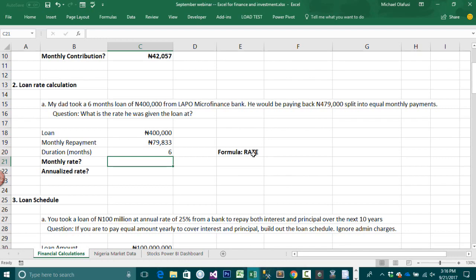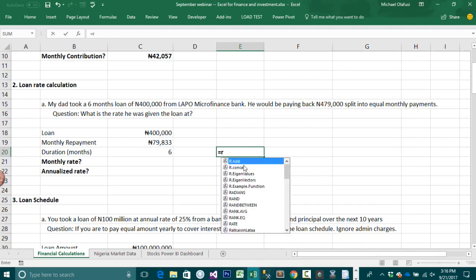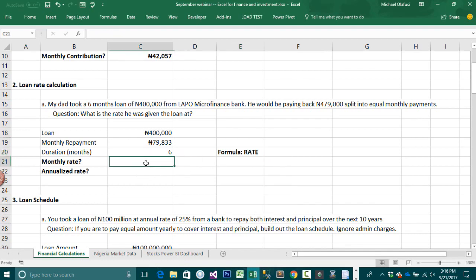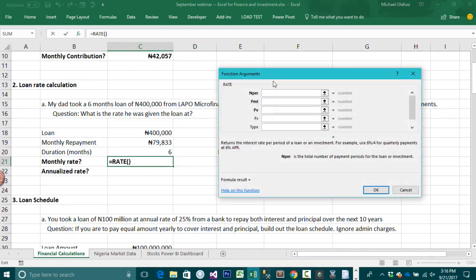The formula we're going to use this time is called RATE. This is how it works. In here, I'm going to say equal to RATE, and then let's use the interactive formula dialog box. So number of periods: it's a 6-month loan, so the number of periods is 6. How much will you be paying every month, every period? You'll be paying back 79,000 every period.